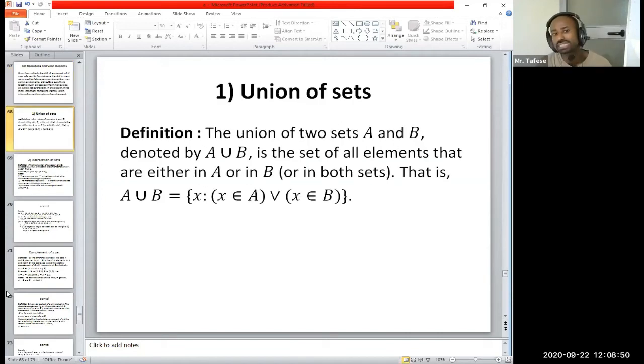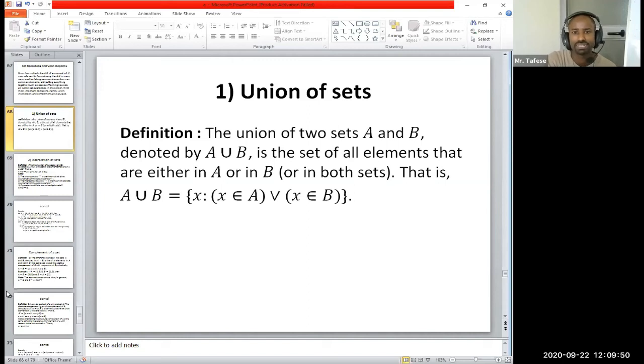Clearly, the union of two sets A and B, denoted by A union B, is the set of all elements that are either in A or in B, or in both. When we talk about union, you have to understand that A union B by itself is a set, like that of the power set of a given set. A intersection B is also a set. So A union B is the set of all x such that x is an element of A or B. An element is in A union B if it is an element of A or an element of B. What if the element is found in both A and B? You have to take it. So this is the definition.